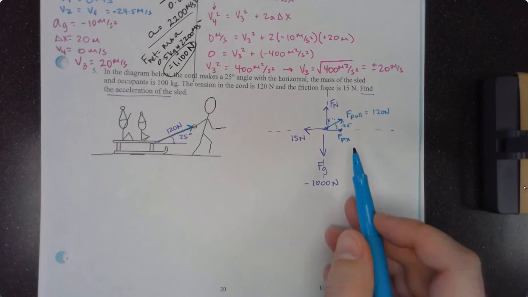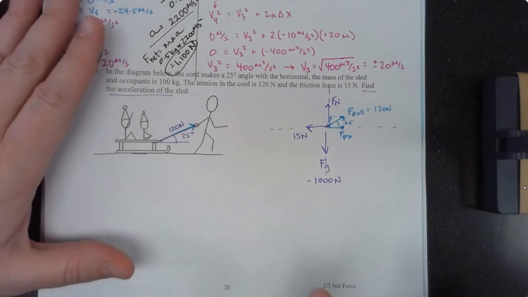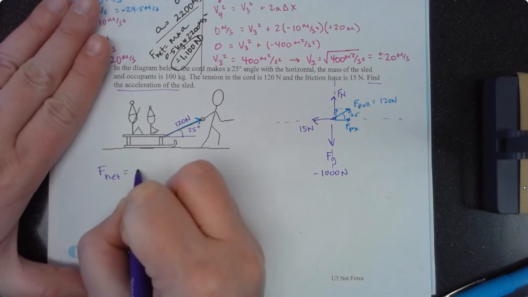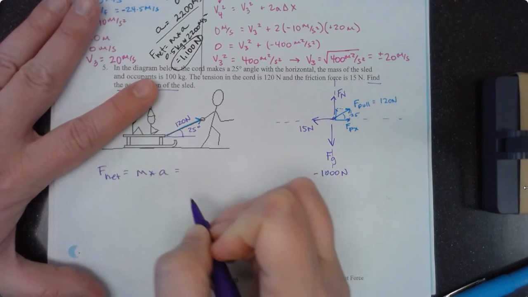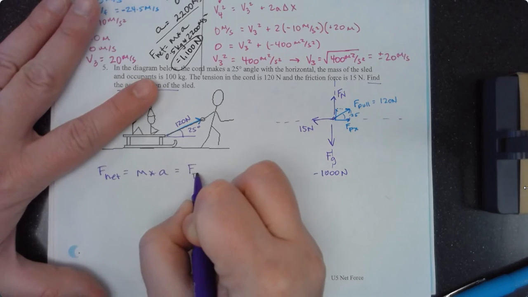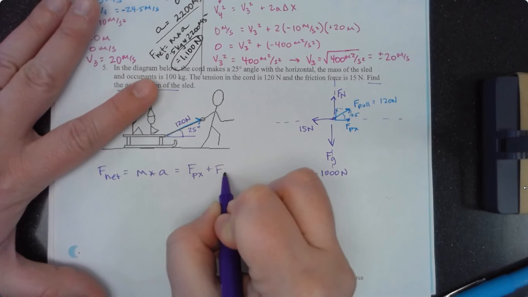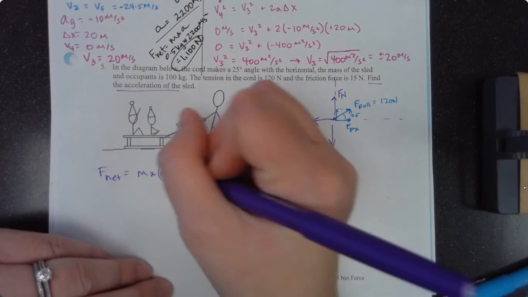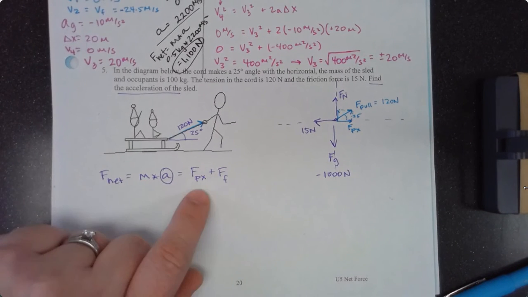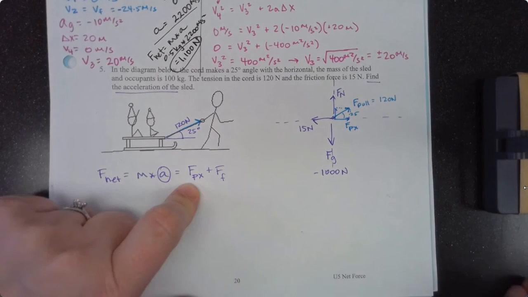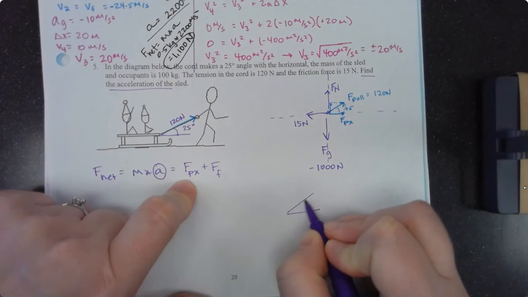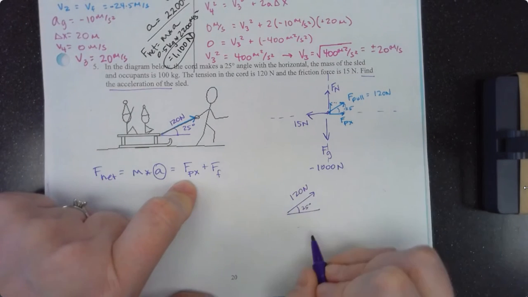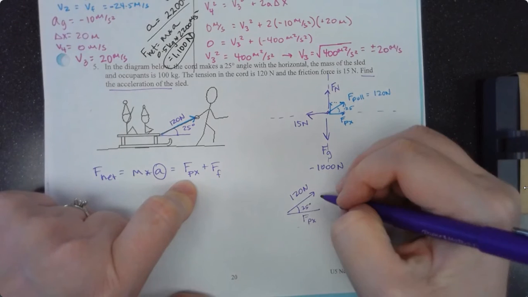All right, so if I want to figure out what FPX is, because where we're headed is we're going to need to set up an equation where our net force is equal to the mass of the sled times acceleration, and that's equal to the pull in the horizontal direction plus friction backwards. We're asked to find the acceleration, which is going to be this guy. We know mass, we know friction. We need to solve FPX. So in order to do that, I'm going to take our triangle, 120 newtons at 25 degrees, and we're going to solve for that side.